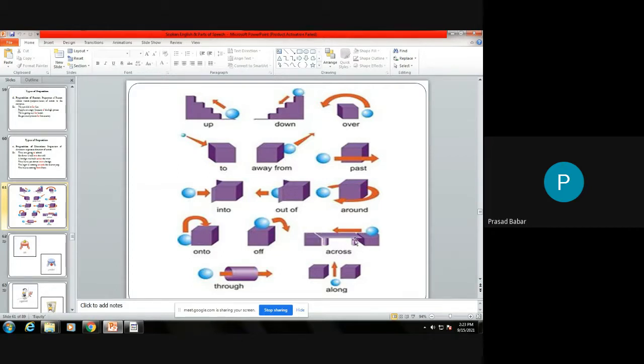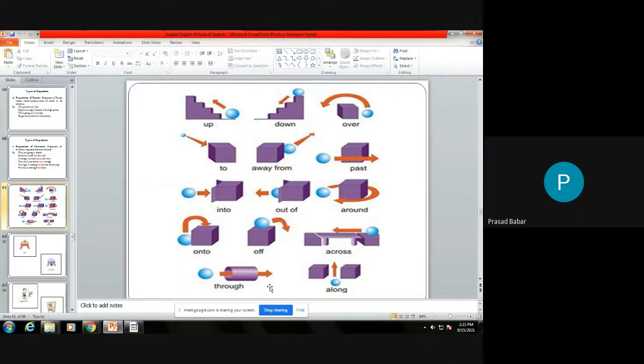Across. Okay, across means what? From one side of the river to the next, from one end of the river to the second end. That is why it is called across. Across म्हणजे काय? त्या दोन टोकांच्या मधून. ओके, across.